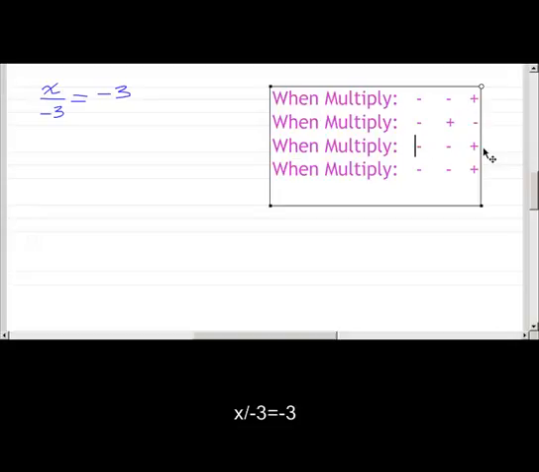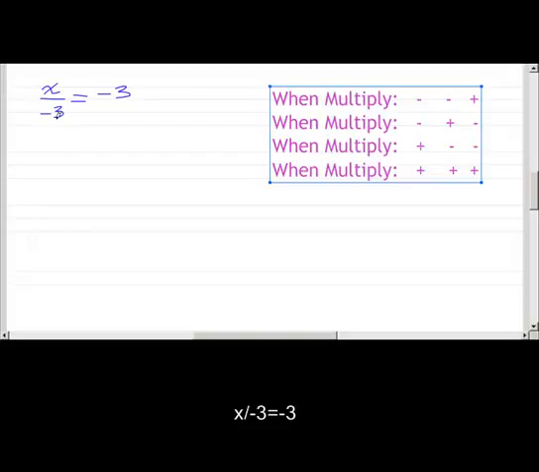If you multiply a positive and a negative, you get a negative also. And when you multiply a positive and a positive, you still get a positive. Nothing changes there. So that's something you need to understand and memorize as soon as possible. So once we have that out of the way, we can get to our equation and solve it.